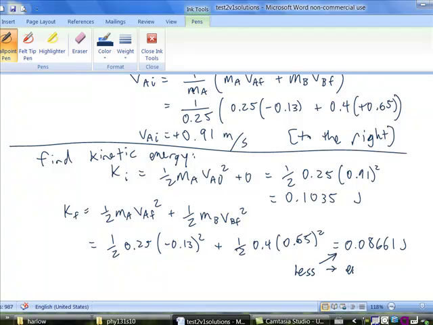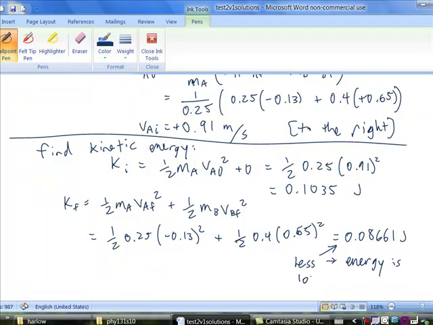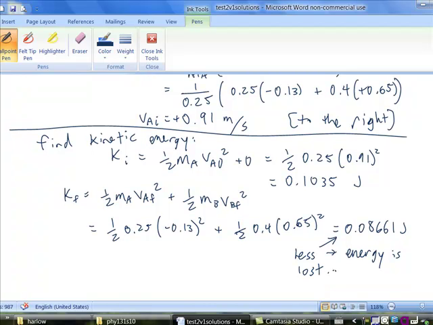Okay, which is less, so that's good. So energy is lost, which the wording of the question sort of indicated, that it might be a little bit inelastic. So energy is lost. That happens a lot in collisions.